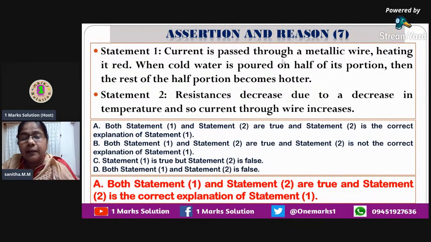The second statement is absolutely the correct explanation for the first statement. And this one you have to keep in your mind: resistance decreases or increases according to the temperature only in the case of conductors. In the case of semiconductors, it is just the reverse. That means in semiconductors, resistance increases with the decrease of temperature, and so does the resistivity. That is just opposite of conductors. That is also very important. So here the option is A. Both statements are true, and the second one is the correct explanation of the first one.